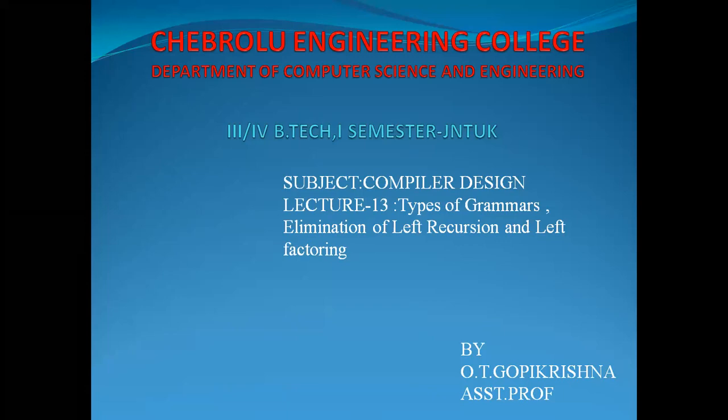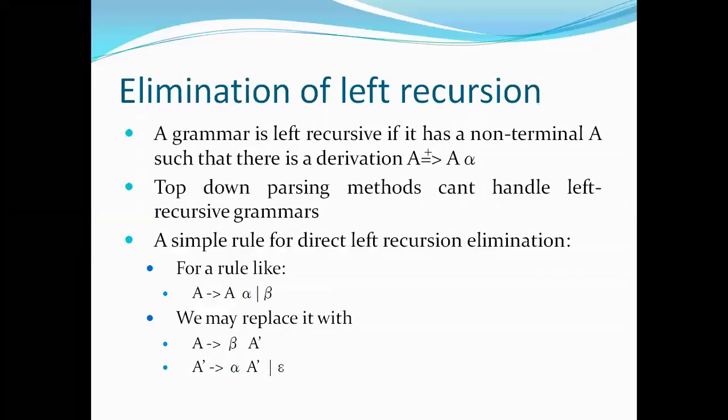And today we are discussing the other types of grammar. In the same way as ambiguous and unambiguous, we have different types of grammars, and we have to eliminate left recursion and apply left factoring. These are the topics covered so far. Today the topic is elimination of left recursion.